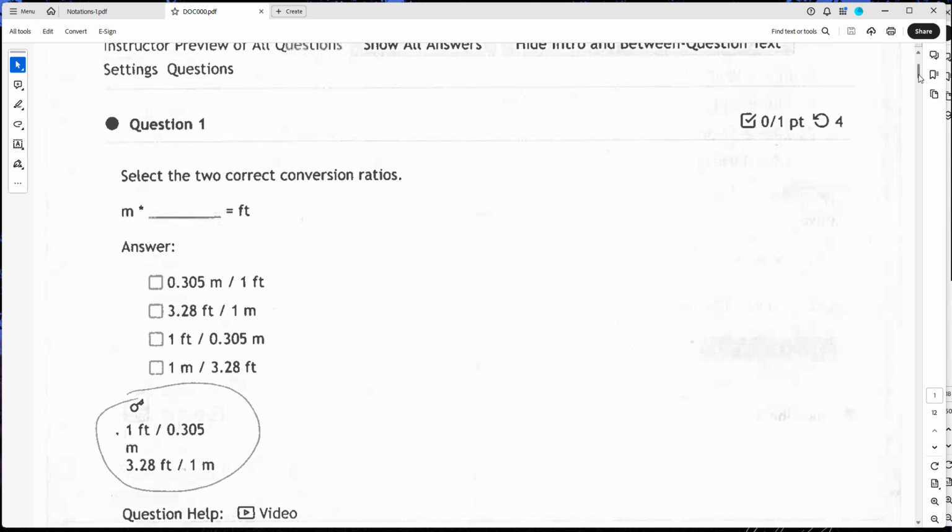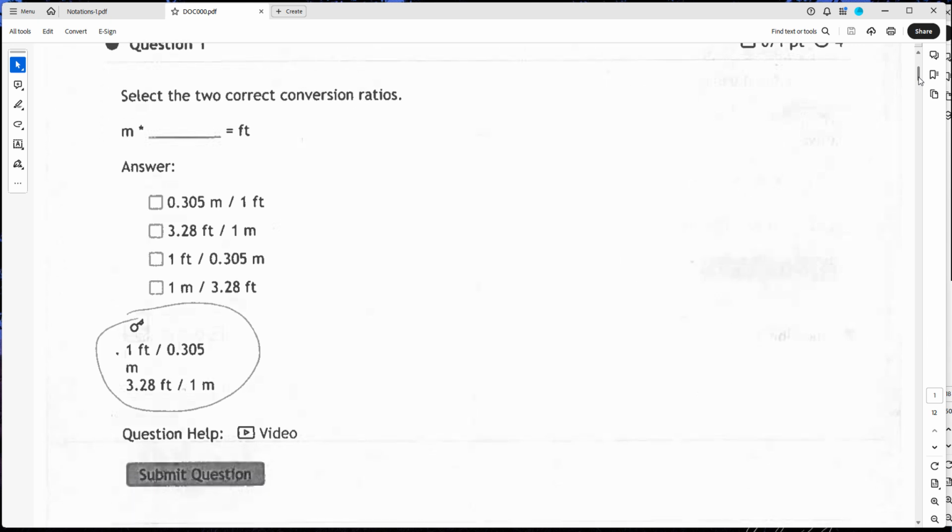Select the 2 correct unit conversions here. So the first one, our equivalents that we're going to be given: we have 1 meter is equal to 3.28 feet. So when you multiply here in the conversion ratio, you want meters to cancel out and be left with feet. So our answers are going to have meters in the bottom.